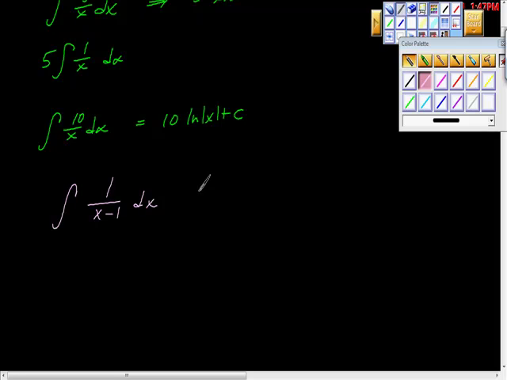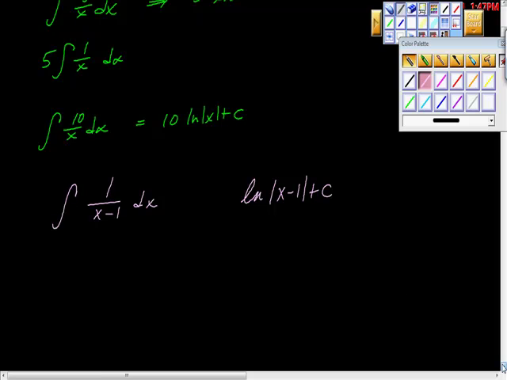Got an answer? So let me ask you this question. Is this the derivative of this? Is this the derivative of this? Like, this is really clear, isn't it? Therefore, this thing should be answered really quickly as ln of what? x minus 1 plus c.